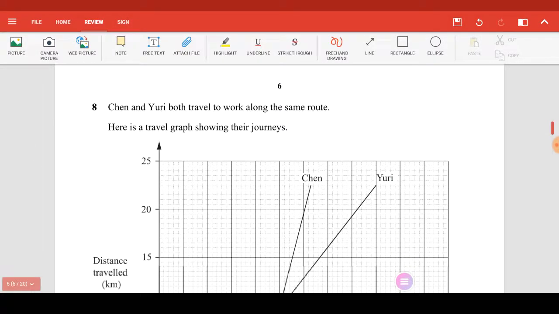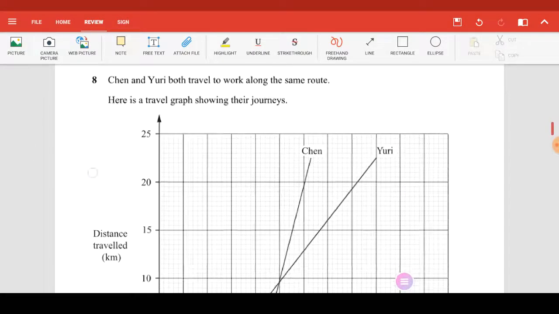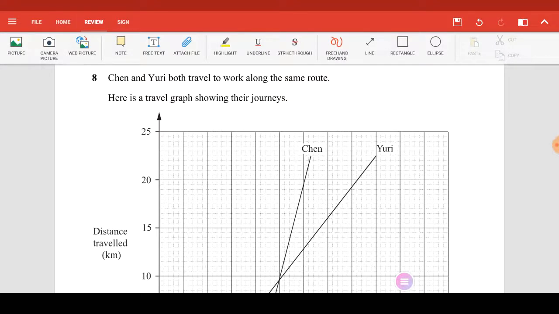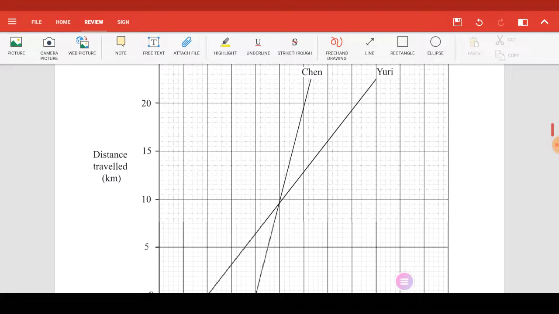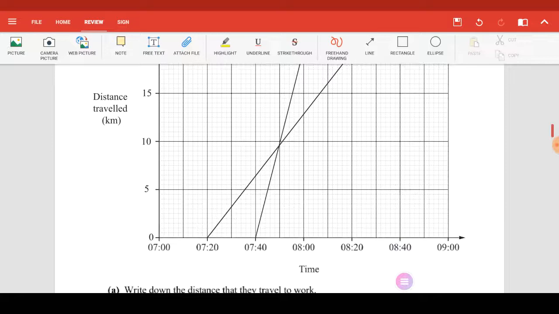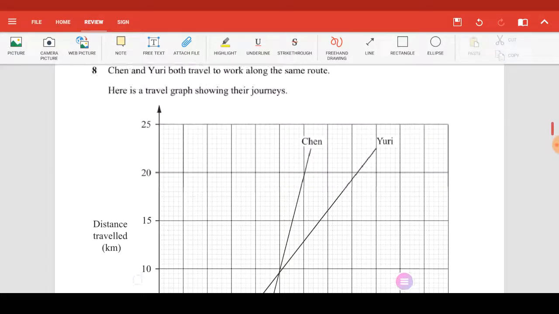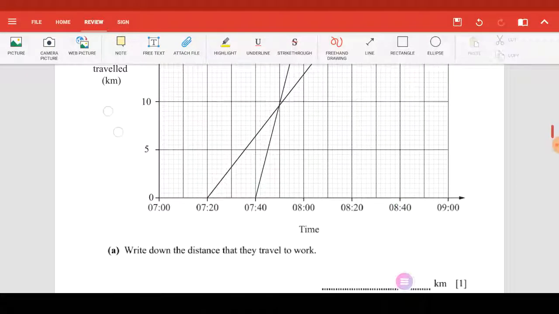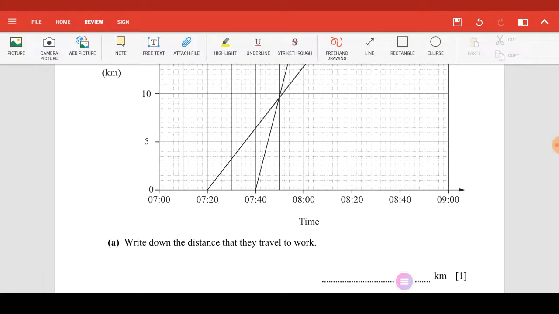Number 8, Chen and Yuri both travel to work along the same route. Here is a travel graph showing their journeys. The distance traveled in kilometers is on the vertical line, and the horizontal one is the time. Write down the distance that they travel to work.